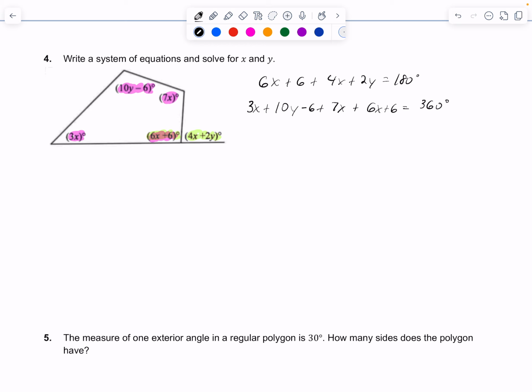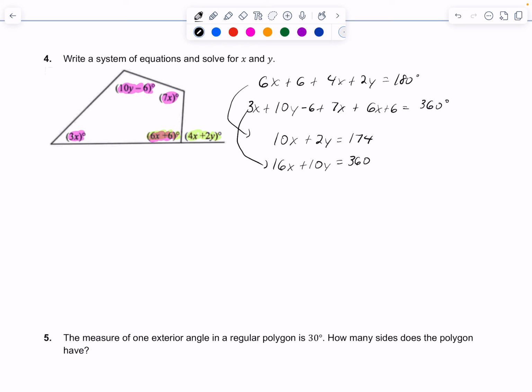So I'm going to clean those up. Start with the first one here. So that's going to be 10x, and then I'll write plus 2y. I'm going to move that 6 over with subtraction to get 174. I'll do the same thing for the next one. That's 3x plus 7x plus 6x. That's 16x. And then there's only one y, so plus 10y. And then I have the minus 6 and the positive 6 make 0, so just equal to 360.